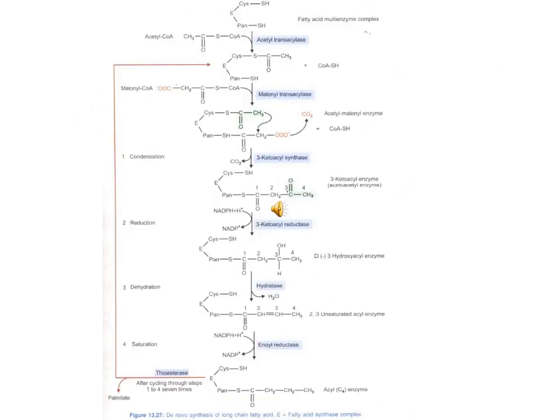The fatty acid synthase complex catalyzes the following reactions. We'll go step by step. In the first reaction, catalyzed by acetyl transacylase, the acetyl group of acetyl coenzyme A is transferred to the cysteine SH group of the 3-ketoacyl synthase of fatty acid synthase complex, which is designated as E. In the second reaction, the malonyl group of malonyl coenzyme A is transferred to the phosphopantetheine SH group, that is Pan-SH, of acyl carrier protein, catalyzed by malonyl transacylase, to form acetyl malonyl enzyme.